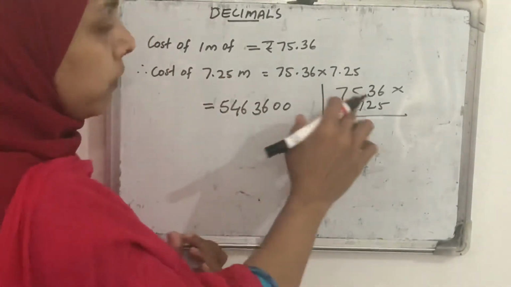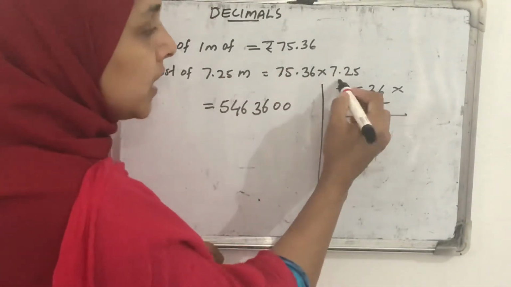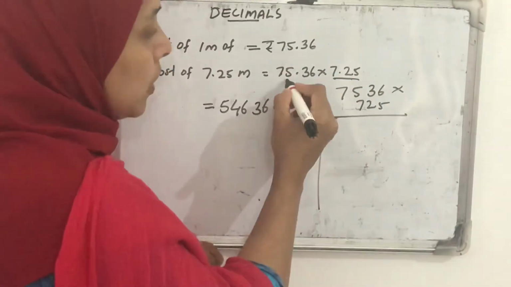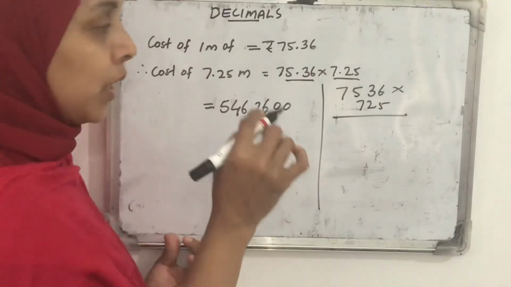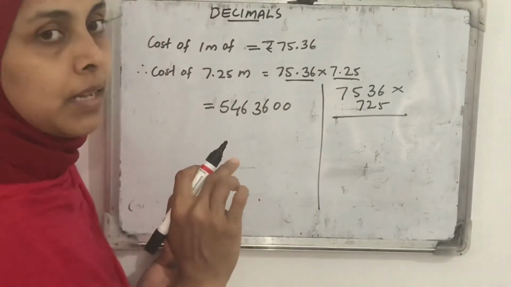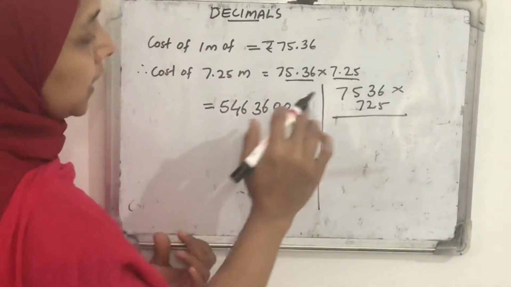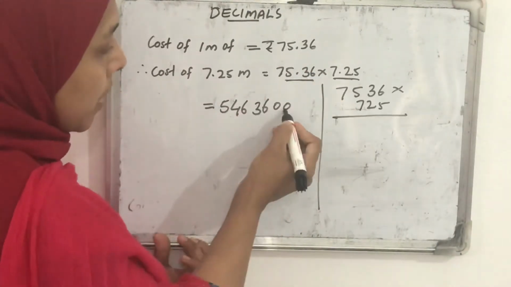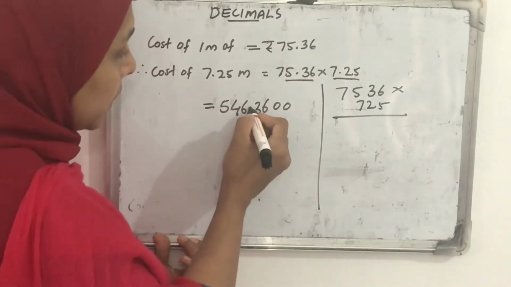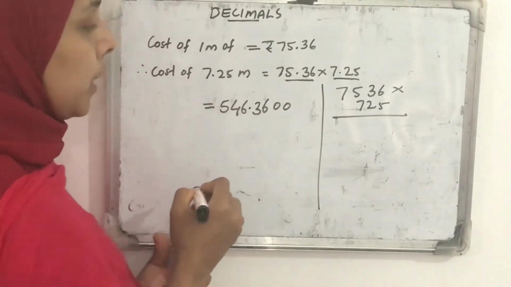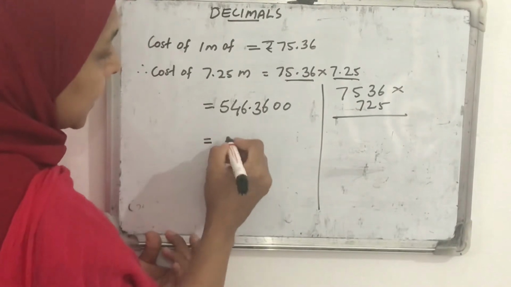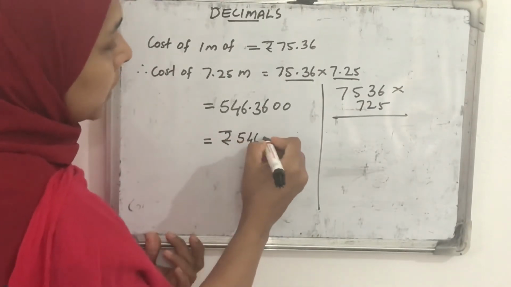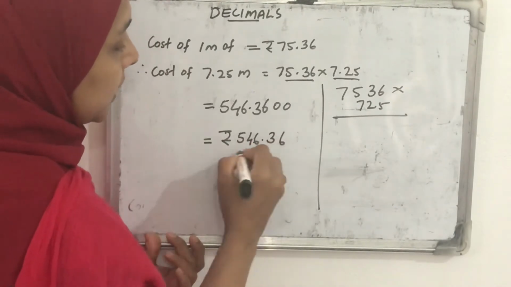Okay. Now after that you count how many decimal places are here. In this, 2 decimal places. Here also 2 decimal places. Total 4 decimal places are there. That many places we want to move to the left side. So 1, 2, 3, 4. So we can put the decimal point here. So what can we write as the last answer, how much rupees? 546 rupees and 36 paise.